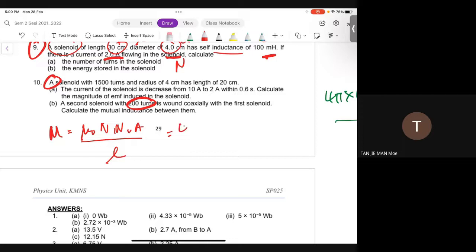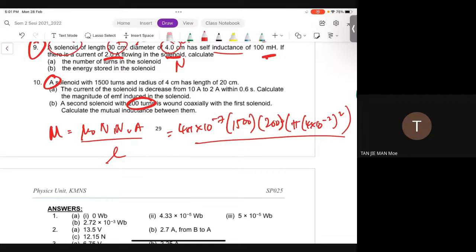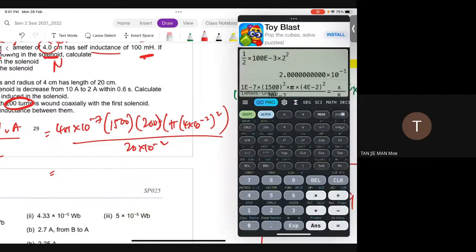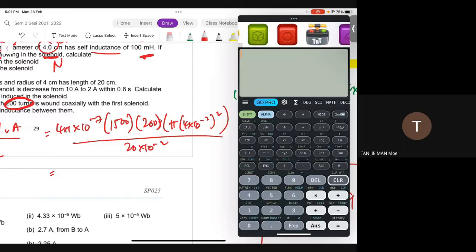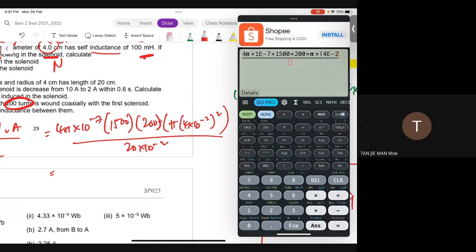Mu naught is 4 pi times 10 negative 7, and 1500, and 200, area pi times 4 times 10 power of negative 2 squared, divided by length 20 times 10 negative 2. That's why we use the calculator. 4 pi times 10 power of negative 7 times 1500 times 200 times pi times 4 power of negative 2, squared, divided by 20 power of negative 2.